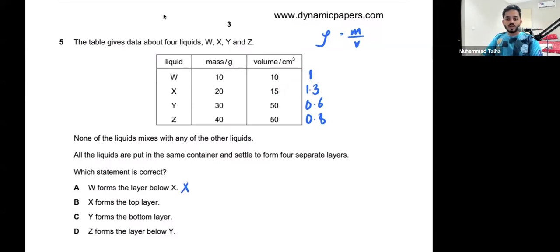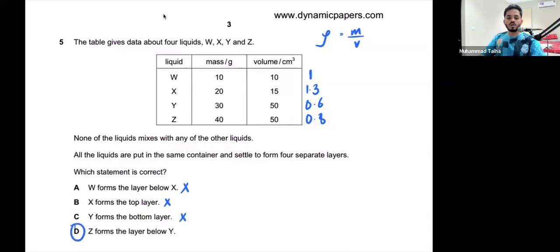X forms a top layer. So if X is at the top, this must be the least dense, which is also not true. Y forms the bottom layer. No, that's not true either, because for it to be at the bottom, it must be the densest, which is not the case here. And by default, D must be correct, which is Z forms the layer below Y. So for Z to be below Y, it must be more dense, which it is.